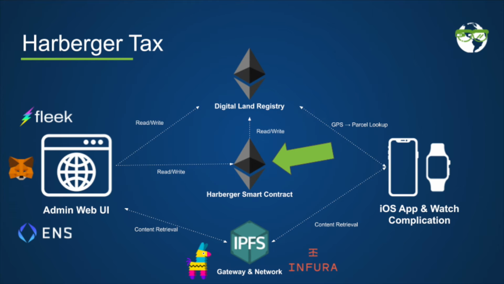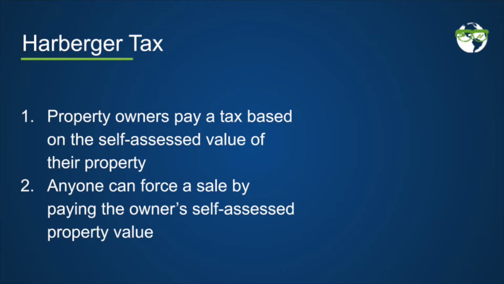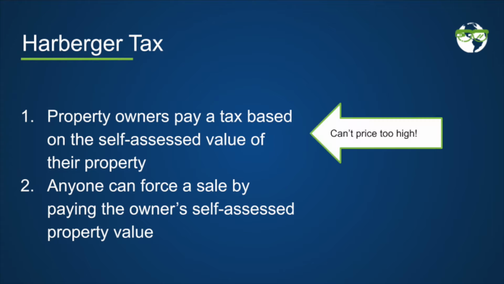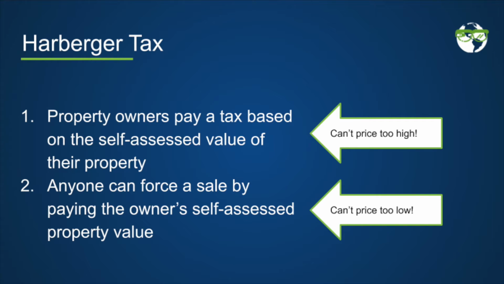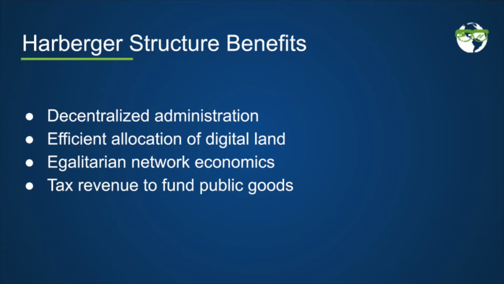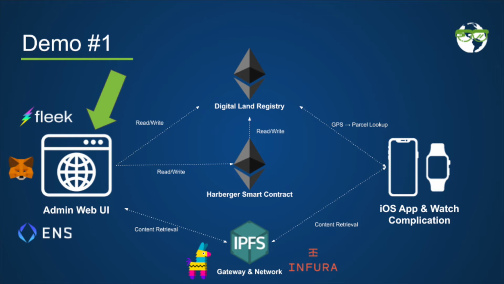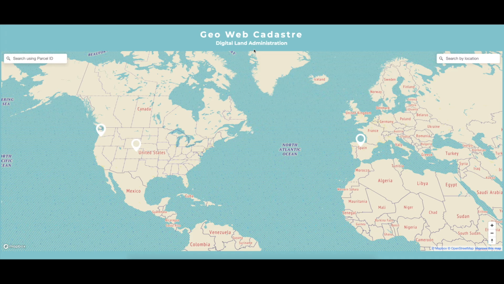The Harburger smart contract administers the Geo Web's digital land market. A Harburger tax is a market structure with two basic rules. First, property owners pay a tax based off the self-assessed value of their property. Second, anyone can force a sale by paying the owner's self-assessed property value. It's an elegant way to administer a market with minimal centralization. It also has the nice side effect of generating tax revenue that can be used to support the network and other public goods. Here we have our demo registrar UI.